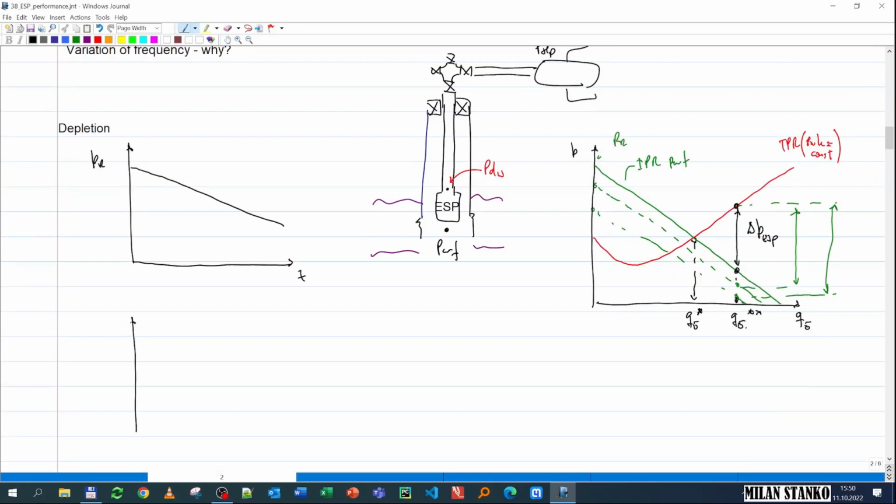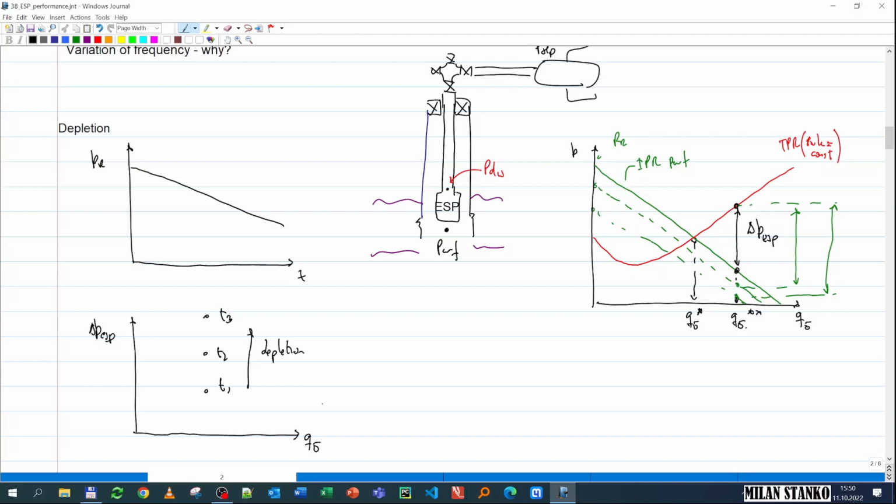So you're going to make a plot of the delta P of the ESP versus the standard conditions rate. And I might say the rate QO is constant for these 3 years, or for a few years, T1, T2, and T3. This is with depletion. It might look something like that.